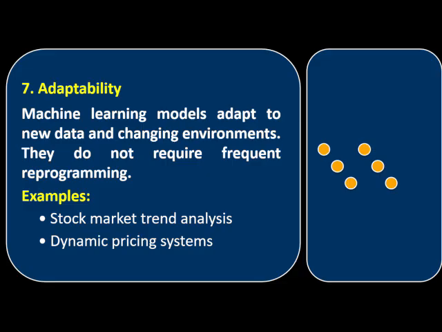Machine learning models adapt without rewriting code. Dynamic pricing systems adjust prices based on demand and competition. This adaptability makes machine learning systems future proof.